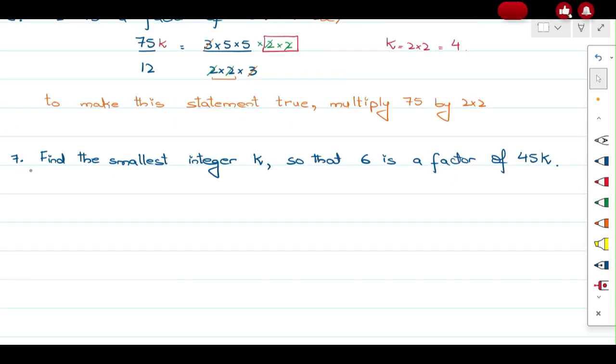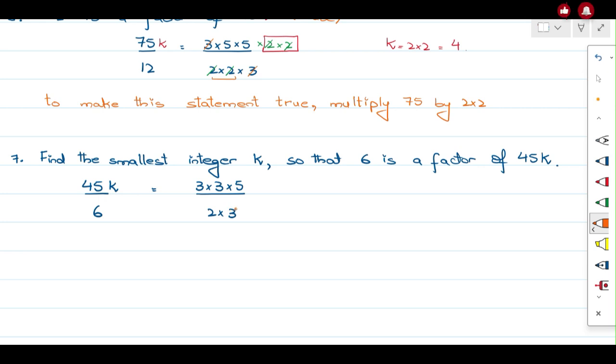Now the next question: find the smallest integer k so that 6 is a factor of 45k. So for a factor again, 45k should be divisible by 6. The prime factorization of 45 is 3 times 3 is 9, and 9 times 5 is 45. Divided by the prime factorization of 6, which is 2 times 3.